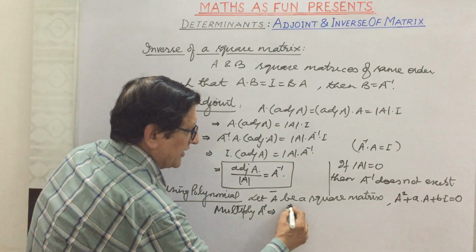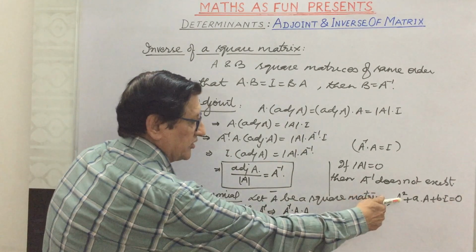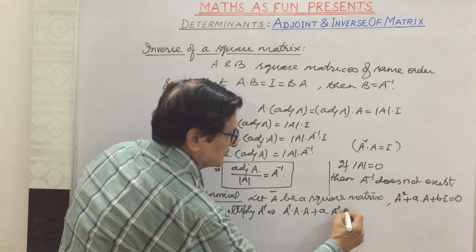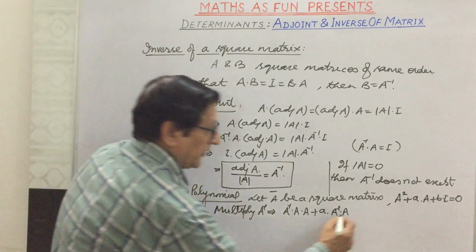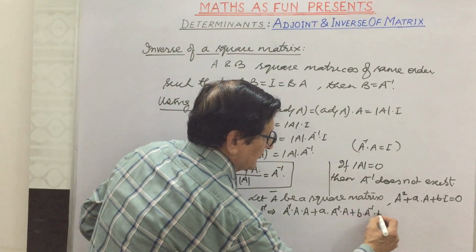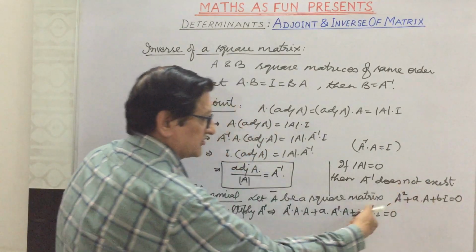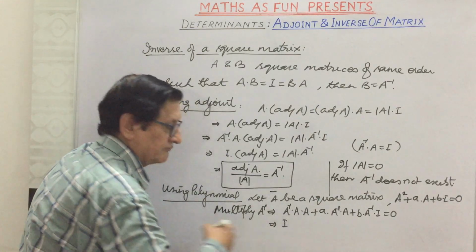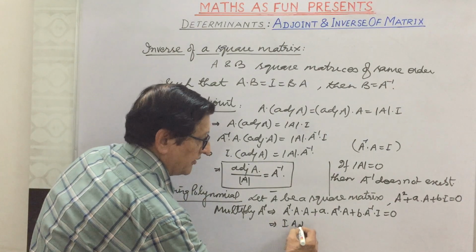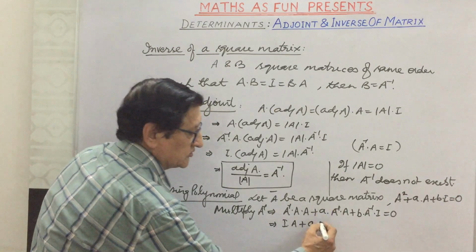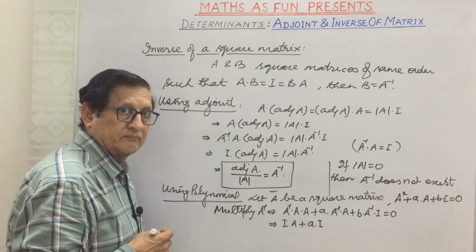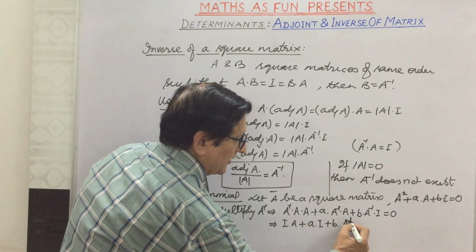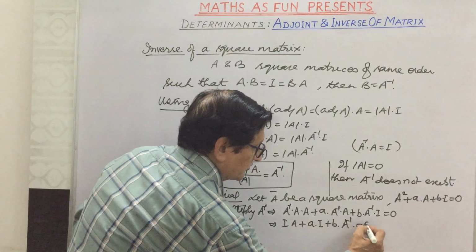do we find it will be A inverse into A into A, because A square can be written as A into A, plus a into A inverse into A, plus b into A inverse into I is equal to 0 into A inverse is 0. We know that A inverse into A is I. So it will be I into A plus a into A inverse into A is I. And plus b into A inverse into I is A inverse, and that is equal to 0.